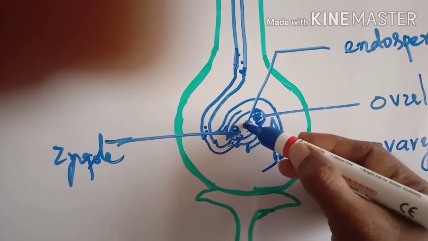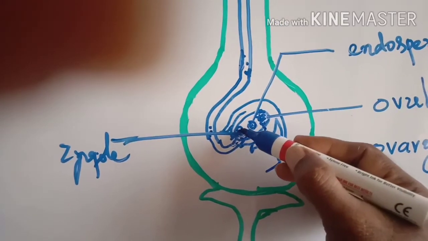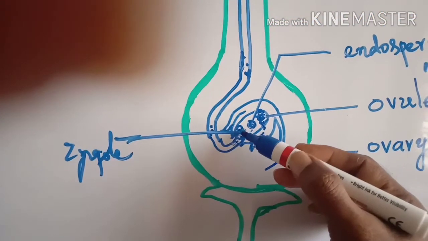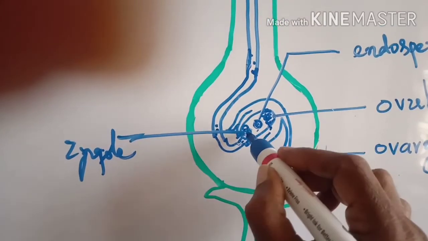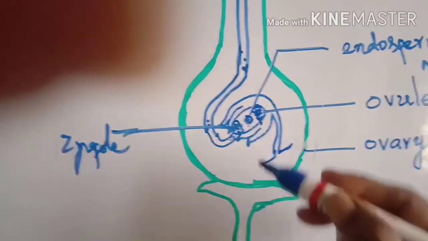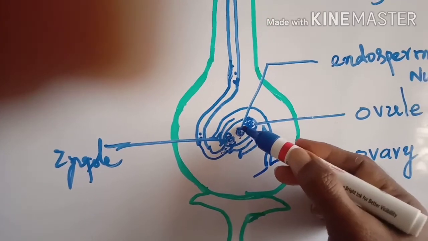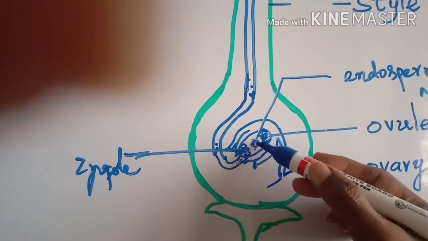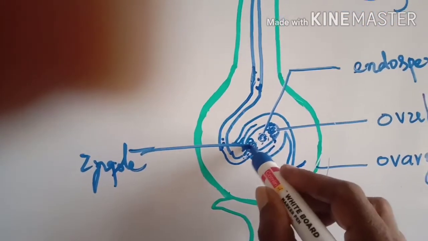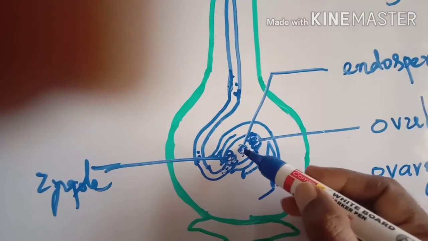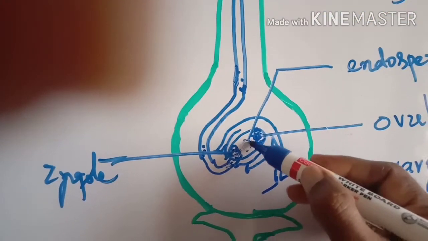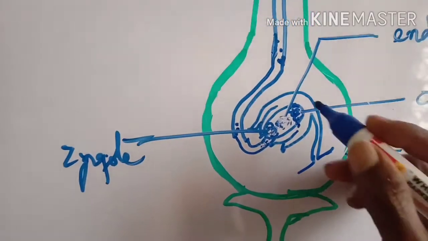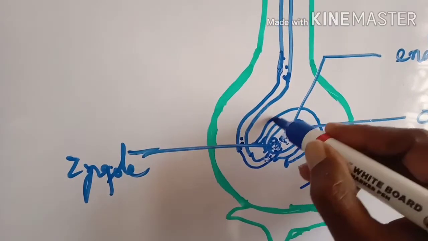So here one fertilization has happened. The first male nucleus fuses with the egg cell. That is one fertilization. Then the second male nucleus fuses with the secondary nucleus. That is the second fertilization. So two fertilizations happen. Because of the first fertilization, the zygote is formed. Because of the second fertilization, the endospermic nucleus is formed. After fertilization, this ovule turns to seed.